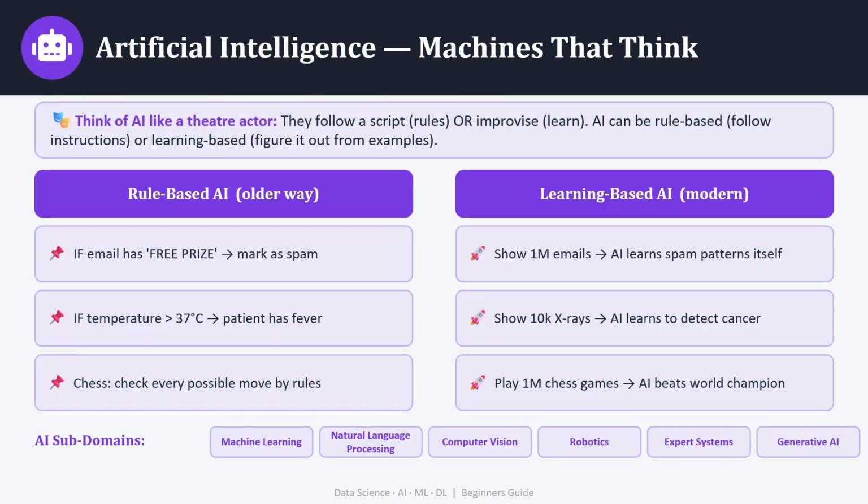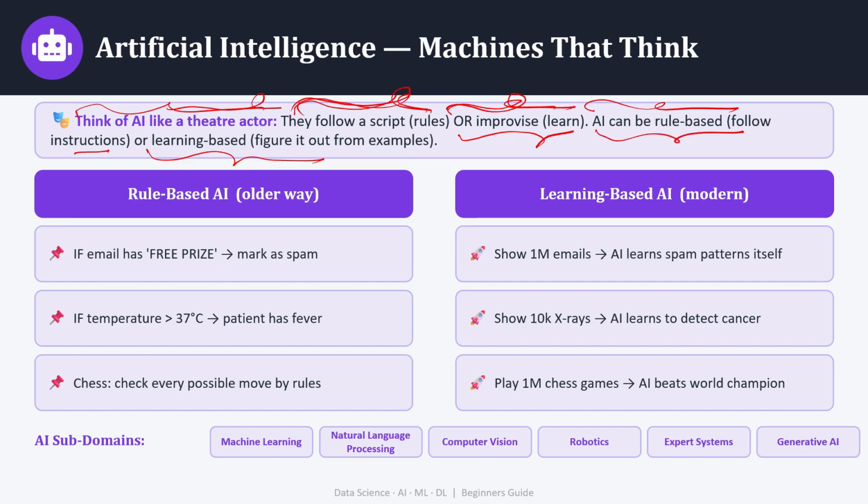Now, when we talk about artificial intelligence, where machines think, as I said, we are going to make intelligence which is artificial. Think of AI like a theater actor. They follow a script of rules or improvise and learn. AI can be rule based, following instructions, or learning based, figuring it out from examples. In a theater, you will have an actor who reads a particular script when he or she acts. But during the act, that actor can improvise some scenes and some sentences, based on his own skills.